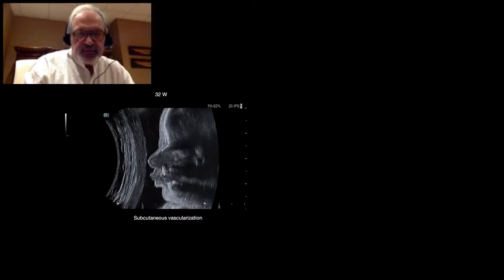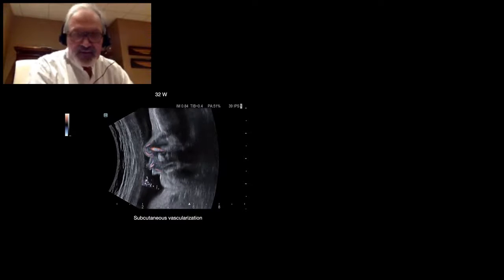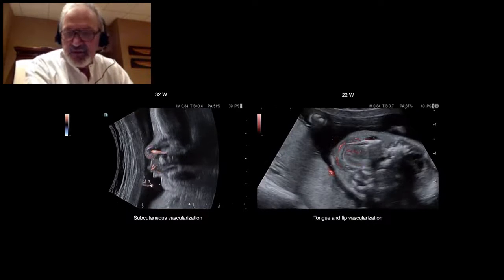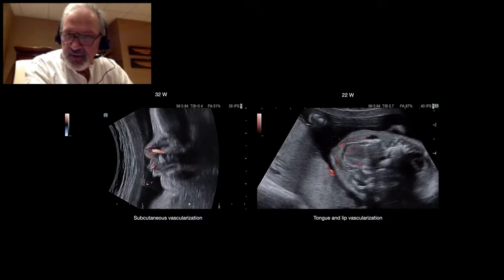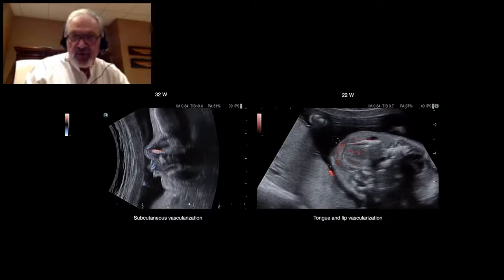This is a special picture. When we make a section like that, we can see a small hypoechoic band just under the skin, as you can see with this line. And with the DFI, you can see here the small vessels, the subcutaneous vascularization highlighted by the DFI. Here is a transversal section. You can see the lower lip and the tongue, and you can see the vascularization through the lips and in the tongue.